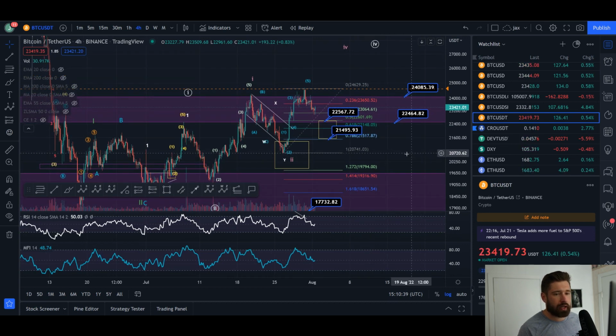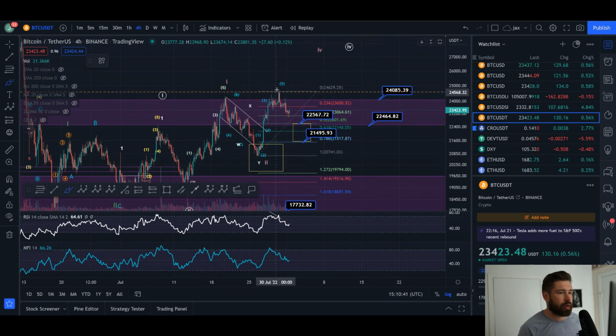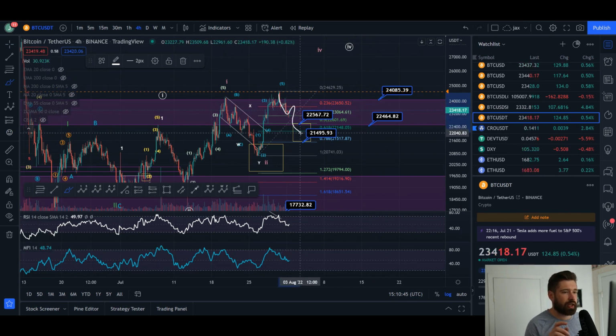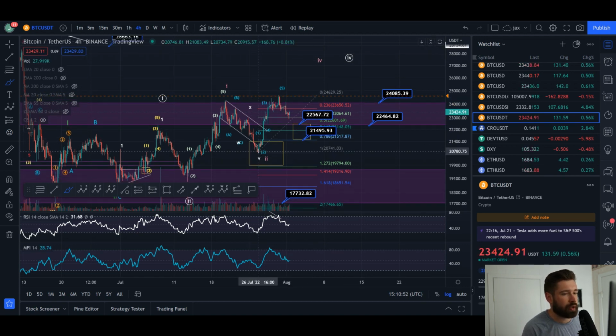So what we may look at here is we come down, we create an A leg, we create a B, and then we create a C to bring us down to this yellow box and see that wave 2 pullback. Now, if we were to come lower and break this low here at about 20.7K, it validates this as a 1, 2, 3, and we'd have to be looking at a corrective pattern. But as of right now, we are respecting this wave count.